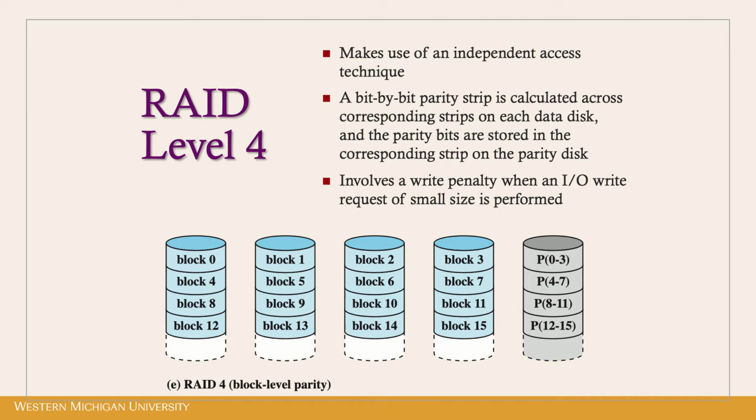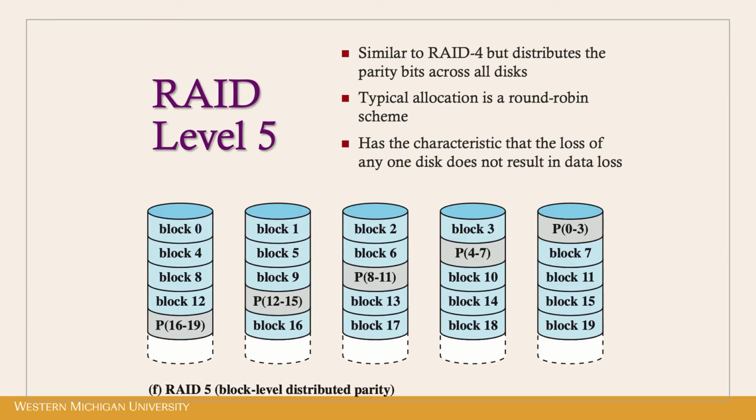The ones that you do see very often are RAID 1, and we also see a lot of RAID 5. It distributes the parity bits across all of the disks. The typical allocation is a round-robin scheme like we see here. What this means is that the loss of any one disk does not result in data loss. With RAID 5, we're back to where we've got some true failure recovery, and we don't have any data loss whatsoever with a single disk loss.